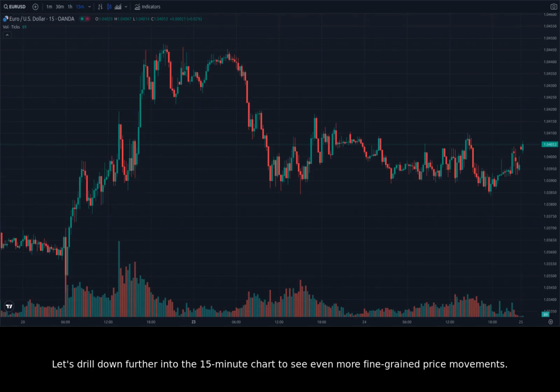Let's drill down further into the 15-minute chart to see even more fine-grained price movements. This high-frequency chart helps us to analyze the intraday market behavior. The short-term price action is quite volatile, indicative of active trading and speculative activity. However, we can still identify some support and resistance levels within this time frame.